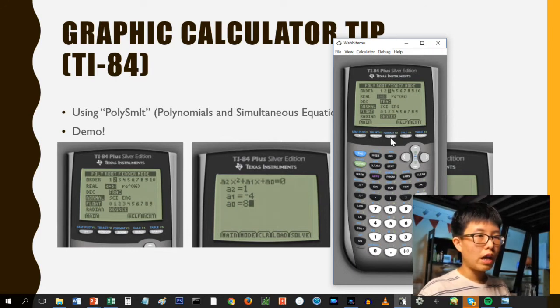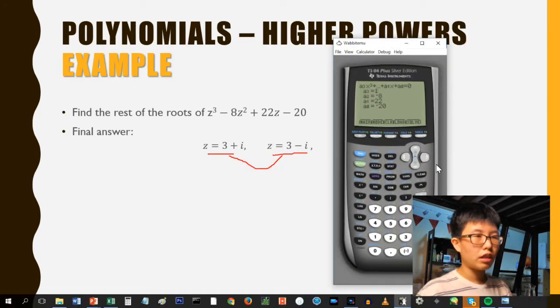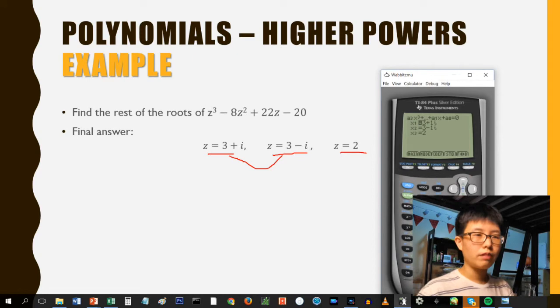Okay, so we have order. We are doing a cubic equation, so you should put 3. Next, what we were looking at just now is z cubed. So the first coefficient is 1, then the next coefficient is negative 8, then 22, and then negative 20. We can solve this, and we get the same thing as you can see on the PowerPoint slides.